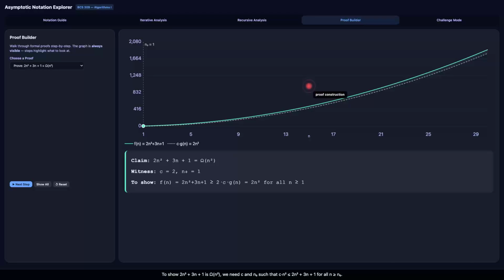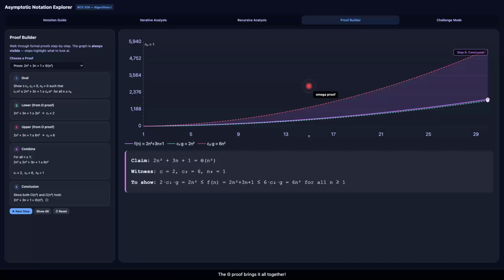For any positive c less than 2, we can choose n0 large enough that the inequality holds. In fact, c equals 1 and n0 equals 1 work perfectly, since 2n squared plus 3n plus 1 ≥ 2n squared for all n ≥ 1. The theta proof brings it all together.